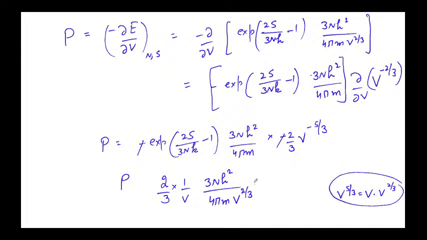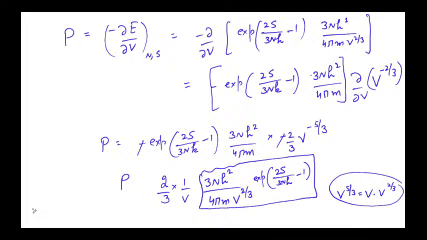Exponential of 2S over 3nk minus 1. Again, this is the expression for energy. So the pressure term comes out to be P equals 2/3 into E over V. So from this you can say the value of P is following the kinetic gas laws.